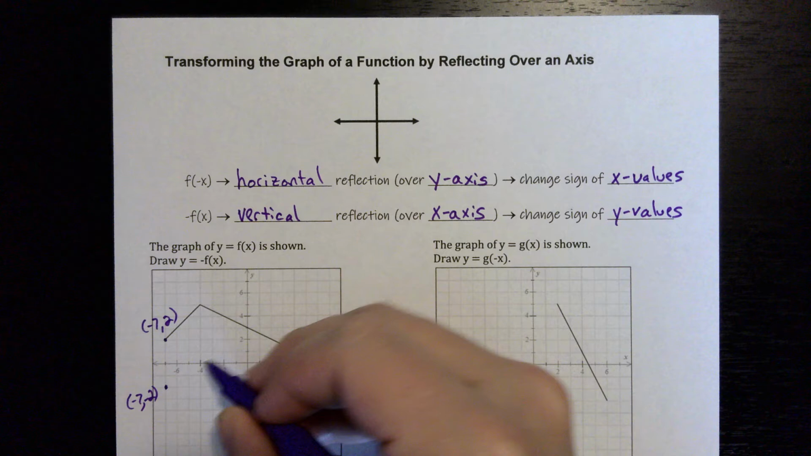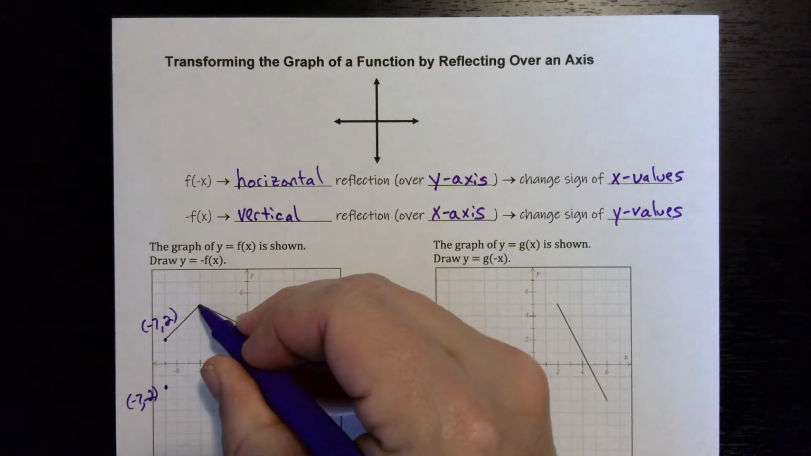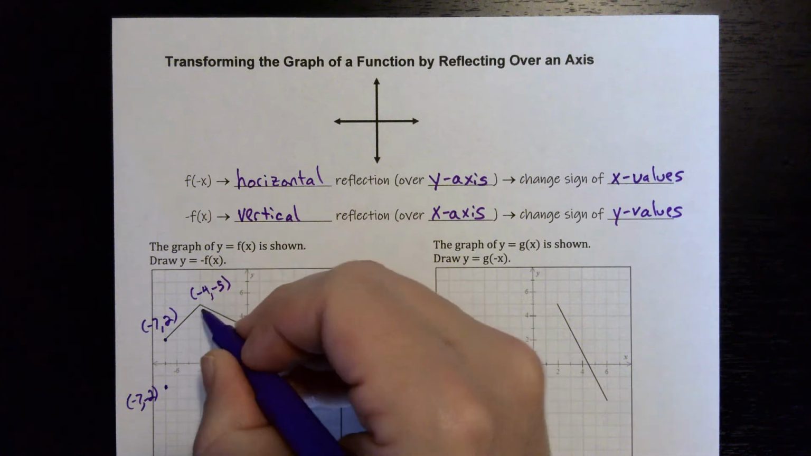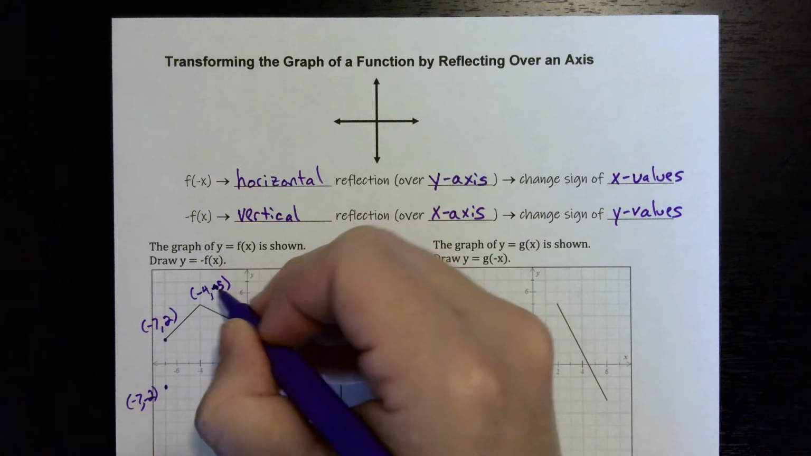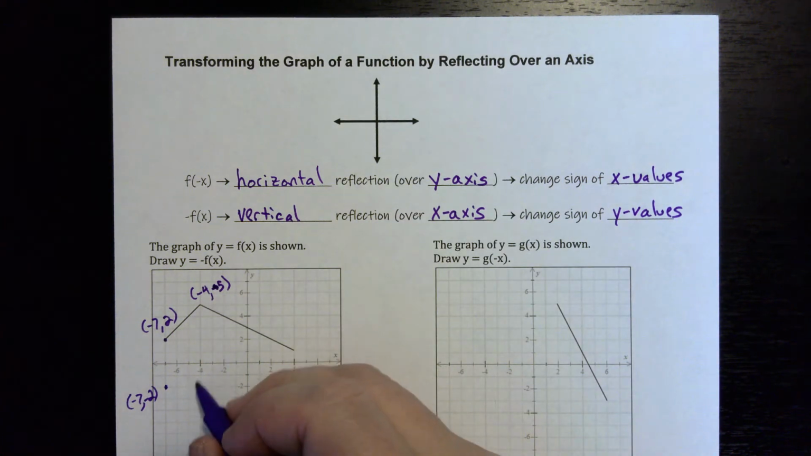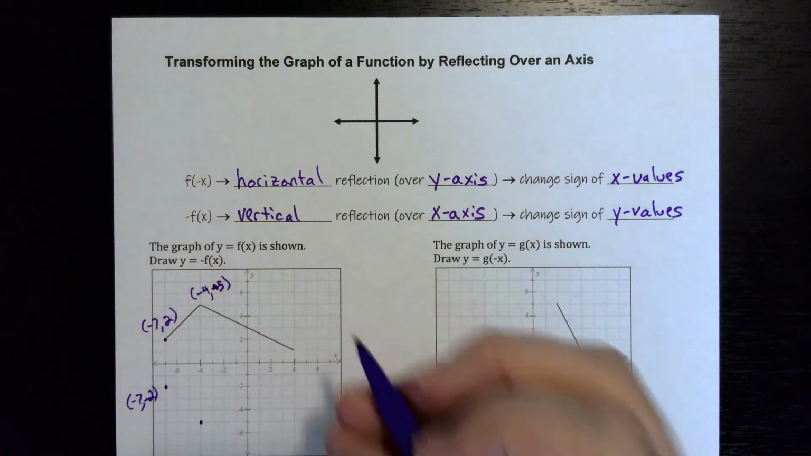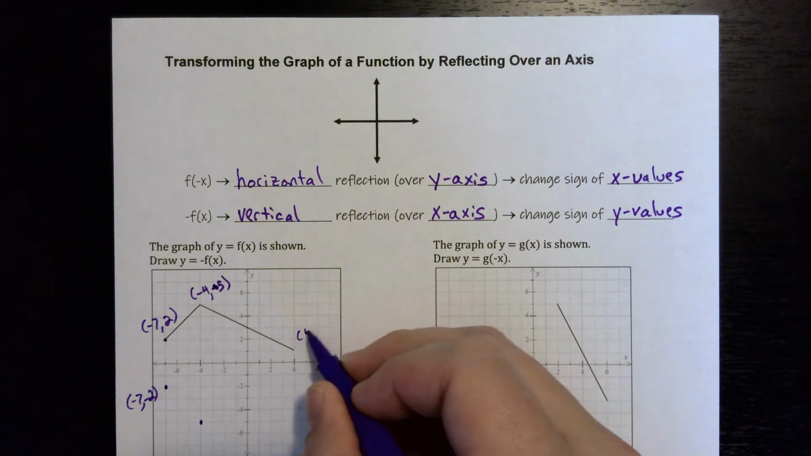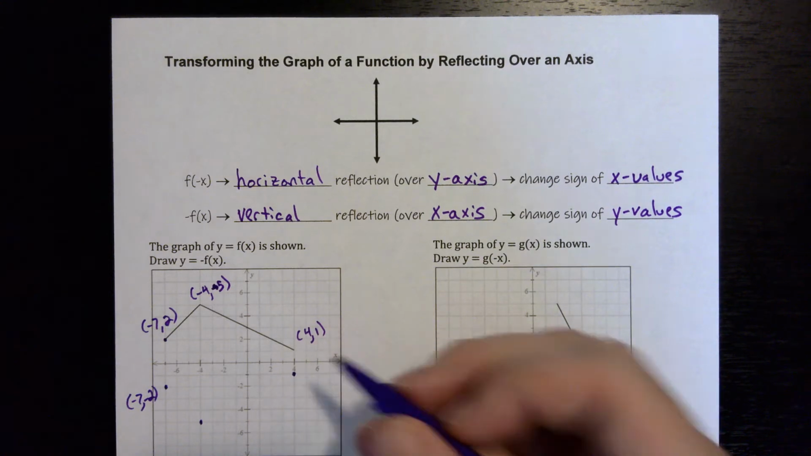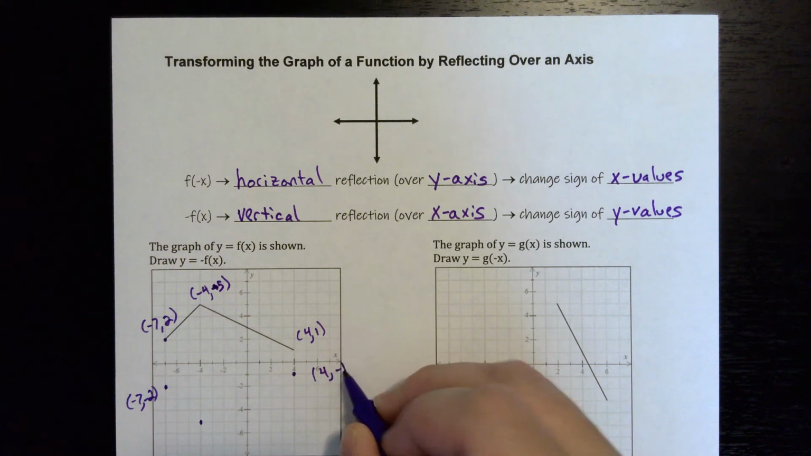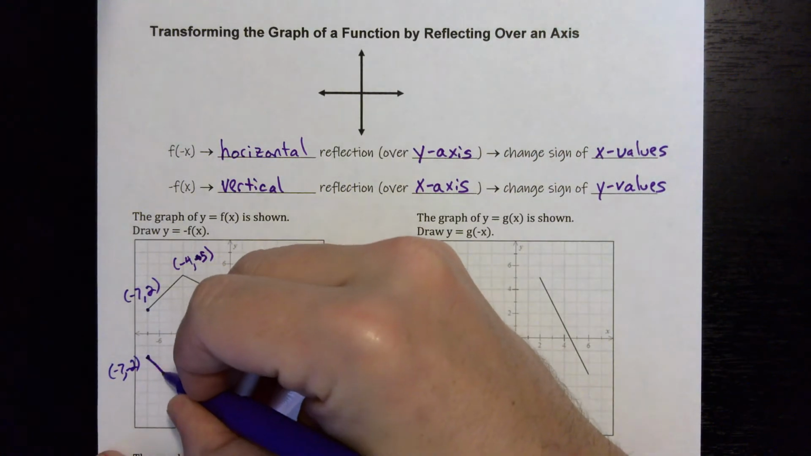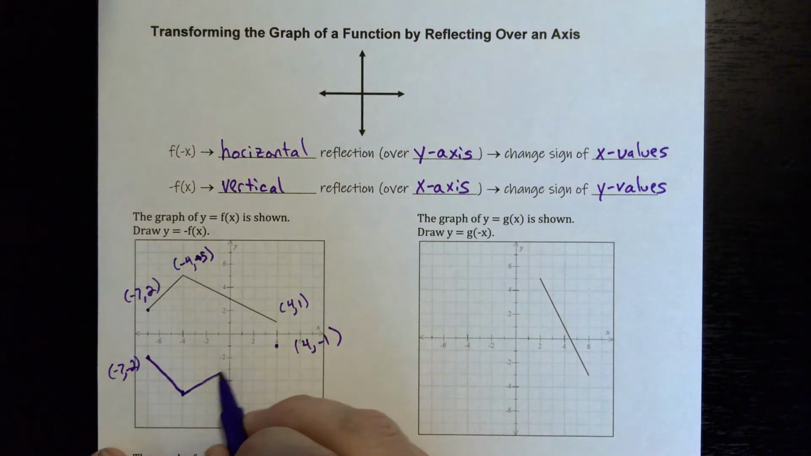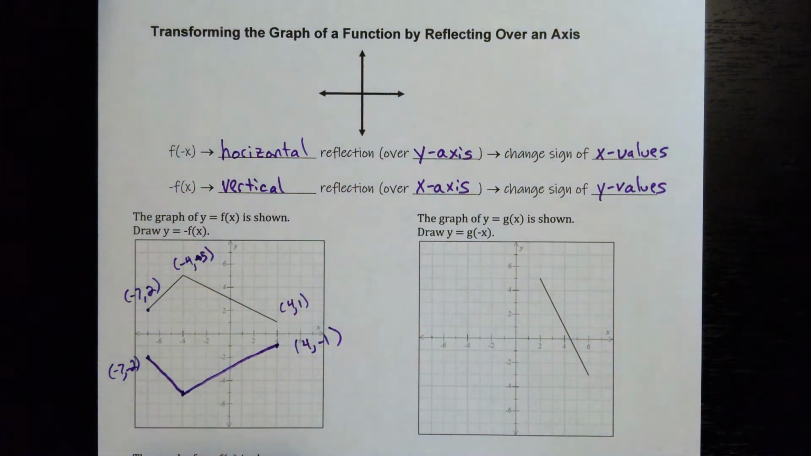Okay, let's see, this point here looks like negative 4, negative 5. Oh, this was positive 5, excuse me. Negative 4, positive 5, but down here is going to be negative 4, negative 5. So that point will be right there. Let's get one third point. It looks like 4, 1. It'll turn into 4, negative 1. Okay, now we can connect the dots. And here is the graph of negative f of x. It's an exact mirror across the x-axis.